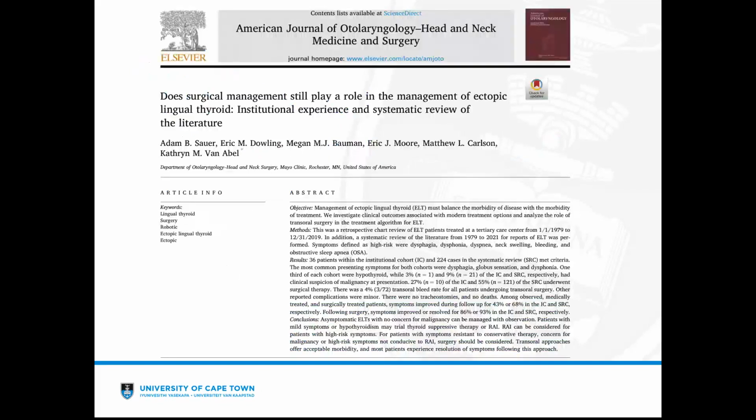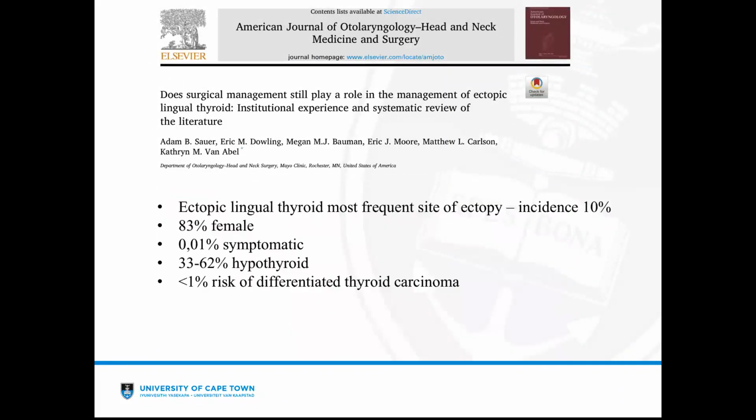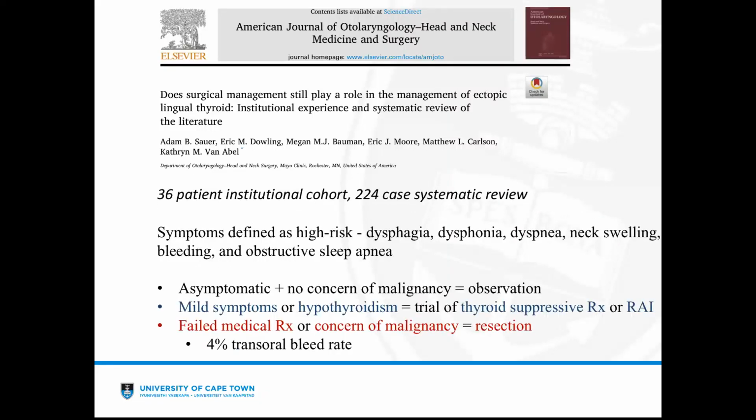And so I'd like to just discuss quite a nice systematic review by Sauer et al. on the surgical management and whether it still plays a role of ectopic lingual thyroid. In the paper, it describes the following: that the incidence is rare. It usually affects females, with a very small proportion that are symptomatic, but hypothyroid, and there's a very low risk of thyroid carcinoma. In this 36 patient institutional cohort of 224 systematic reviews, the symptoms defined as high risk were dysphagia, dysphonia, dyspnea, neck swelling, bleeding, and obstructive sleep apnea.